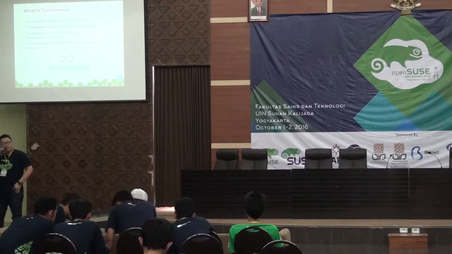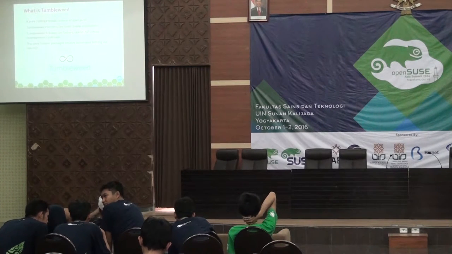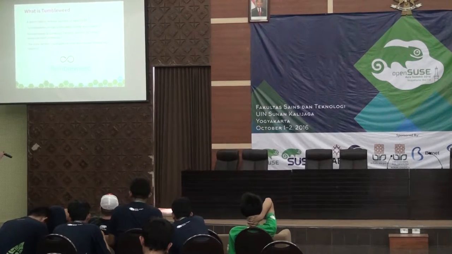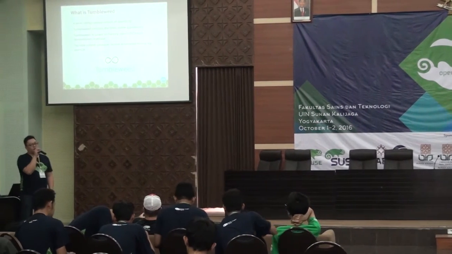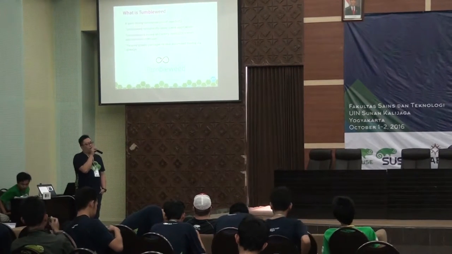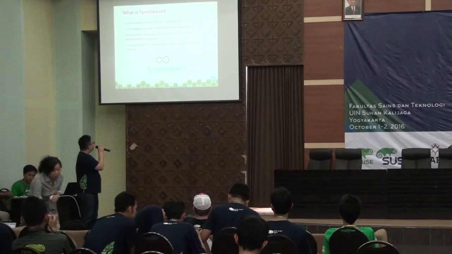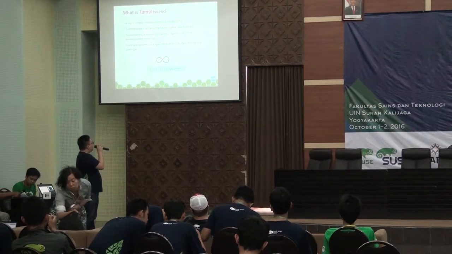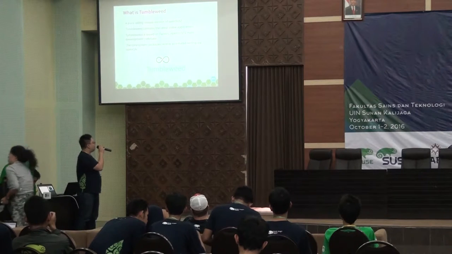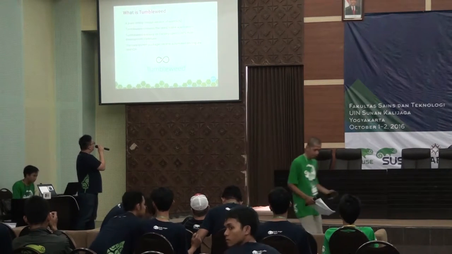Tumbleweed is the pure rolling release version of openSUSE. openSUSE now has two different versions. One is this rolling release we call Tumbleweed. The other one is the regular release we call Leap. Tumbleweed basically contains the latest stable applications, and Tumbleweed is based on Factory.